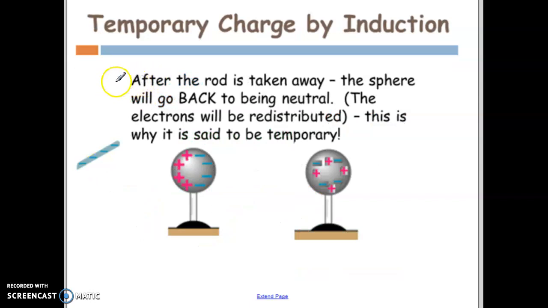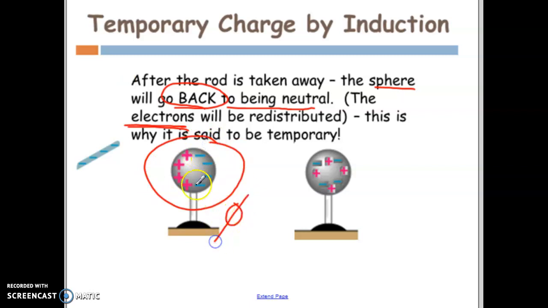Okay, so this is just indicating that. After the rod is taken away, the sphere will go back to being neutral, and the electrons will go back into their regular position. That's why we call this a temporary charge. So technically, this is still neutral. You have equal numbers of protons and electrons, but the surface that's closest to the rod has a temporary opposite charge.